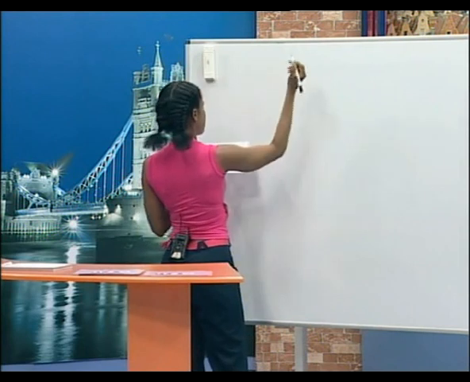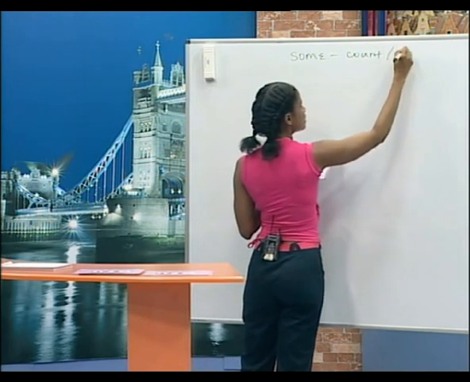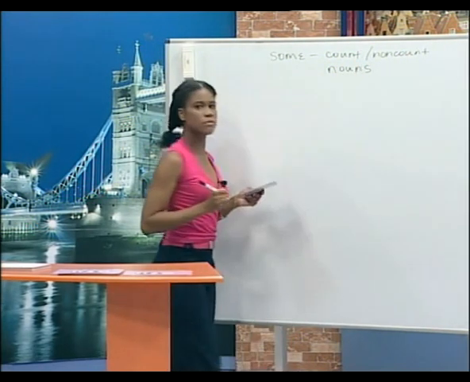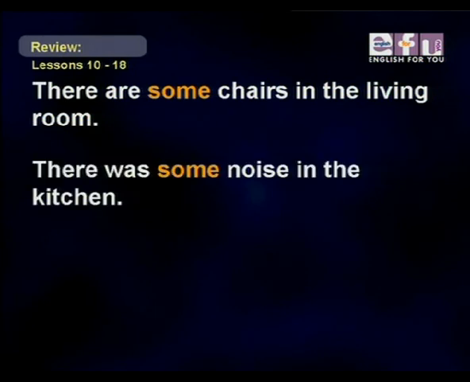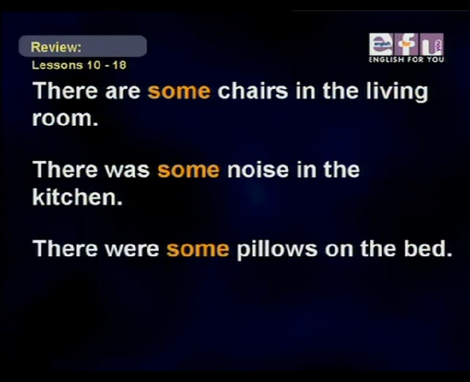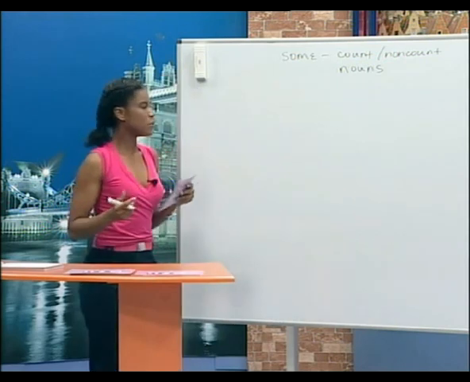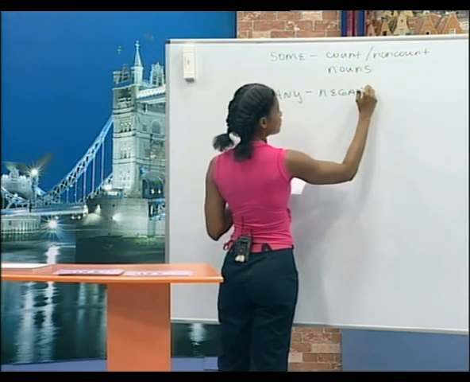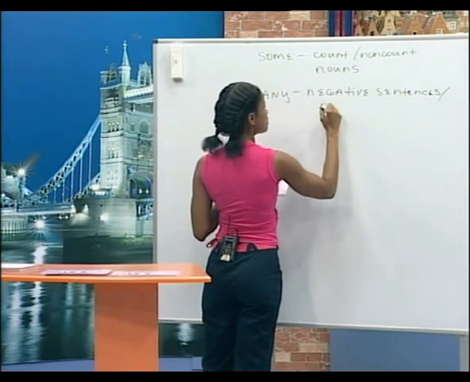We're also going to review some. Remember, we can use some for both count and non-count nouns. For example, there are some chairs in the living room. There was some noise in the kitchen. There were some pillows on the bed. There was some information in the book on the table. Now remember, we use any in negative sentences and questions.